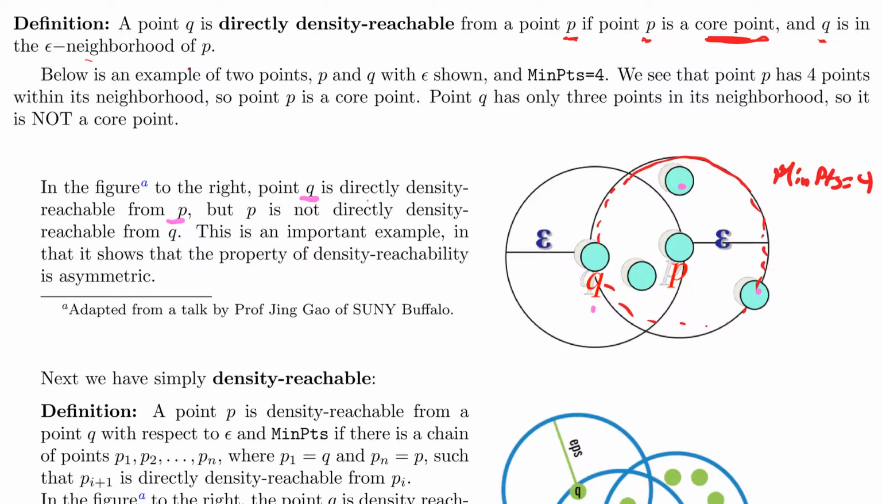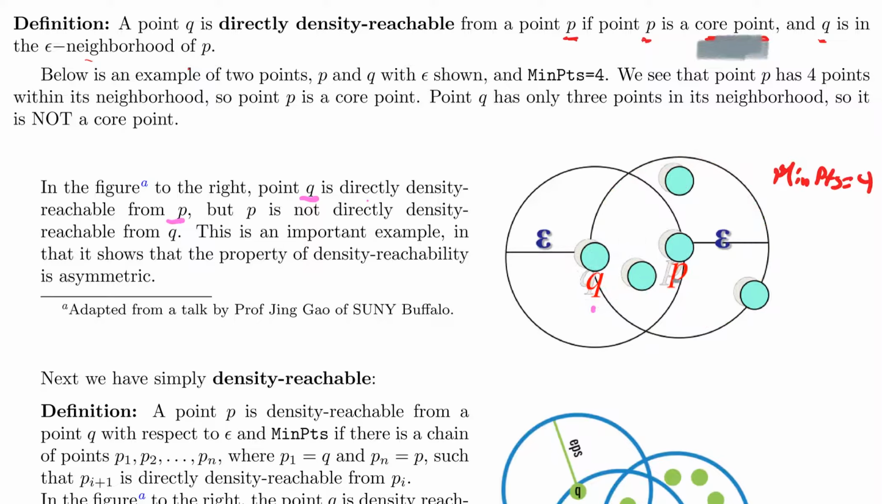Gosh, I don't have a color black, I don't think. Gray, I guess. Q is directly reachable from P, but is P directly reachable from Q? Did I say that right? Well, in order to be directly reachable like that, the point that you're coming from has to be the core point. And so in this case, Q is not core. Therefore, P is not directly reachable from Q. Does that make sense? Let me start over again.